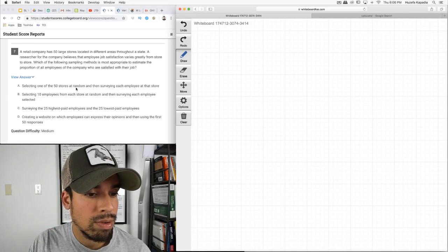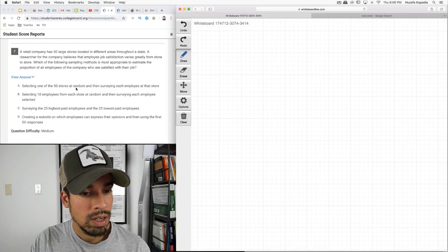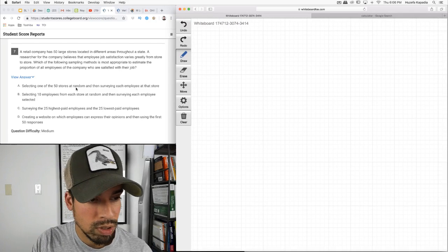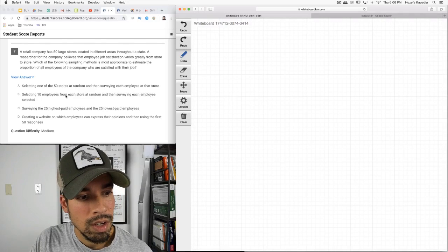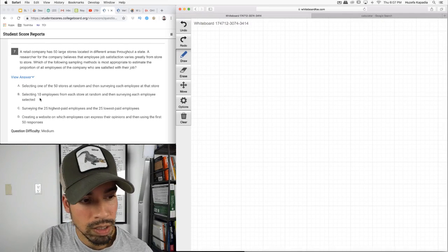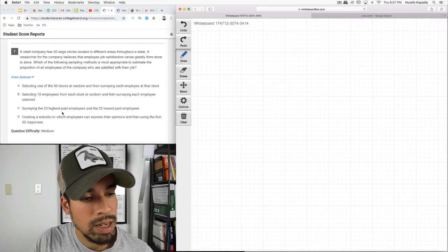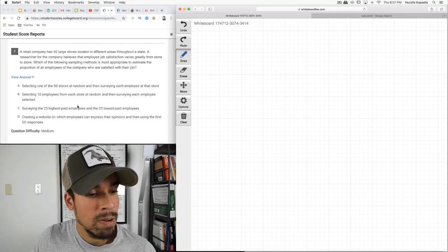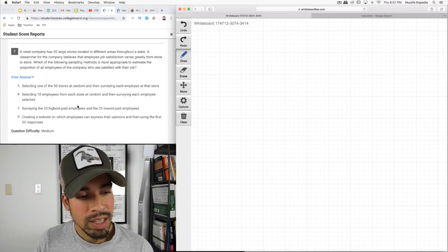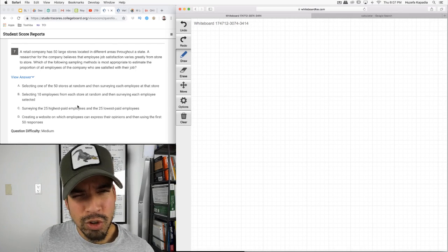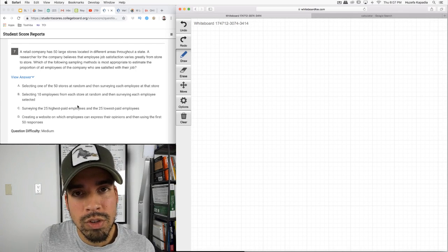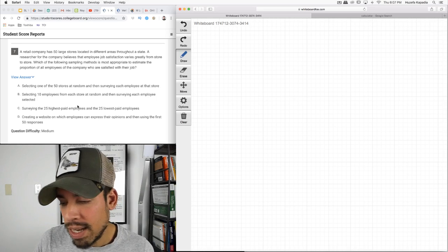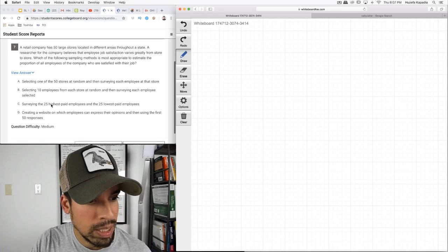Selecting 10 employees from each store at random and then surveying each employee selected. That's definitely better because we're doing 10 at all the 50, so we're surveying 500. Surveying the 25 highest paid employees and the 25 lowest paid employees. Why do you have to have that split? You're leaving out the middle sector, so there's no reason to add that additional bias. So C is not as good as B.